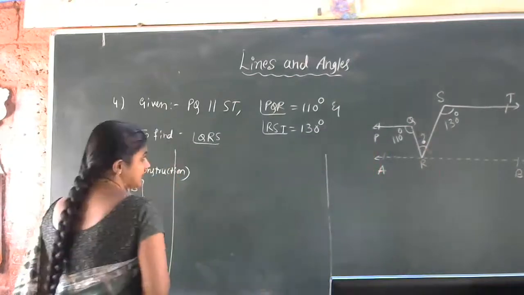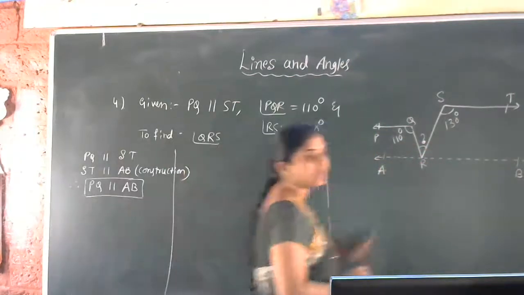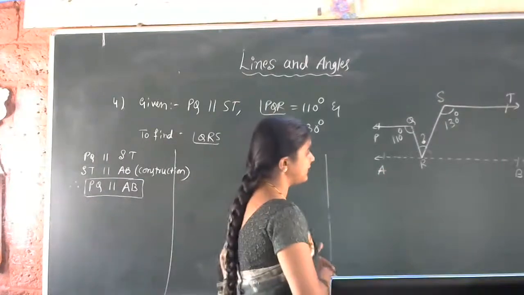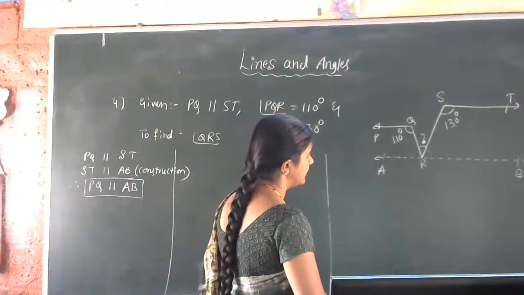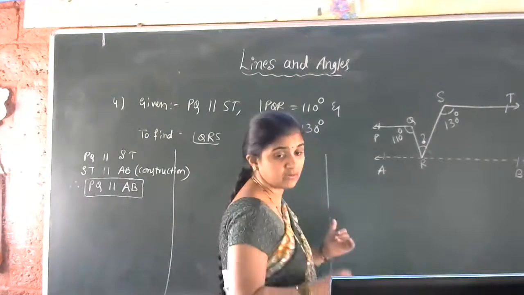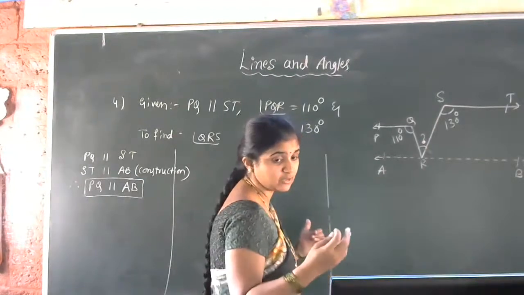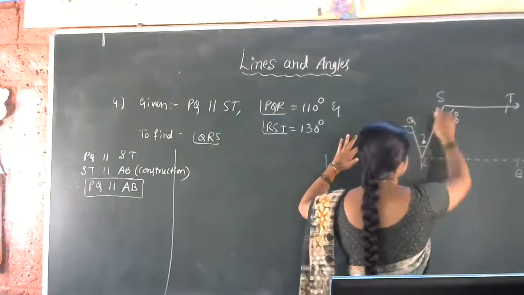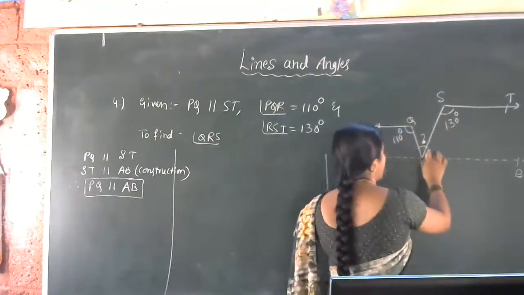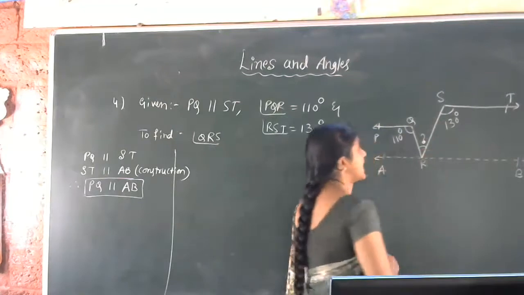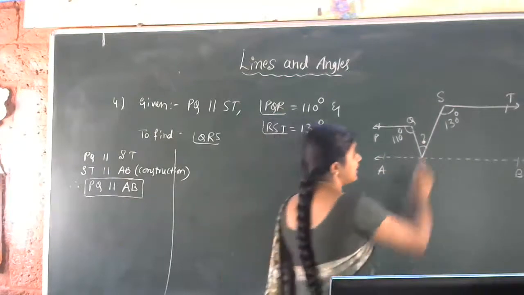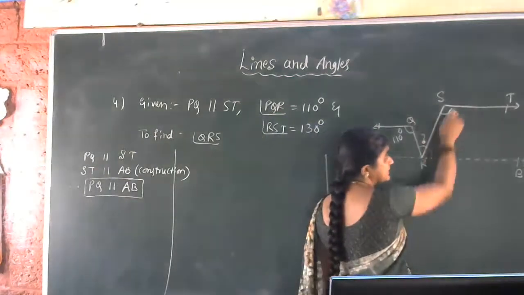Okay, we'll take the PQ line is parallel to the AB line. We can use the linear pair way. We can use linear pair also. TSR plus SRB we can find out first. So better we'll do one thing: first we'll complete this work only.